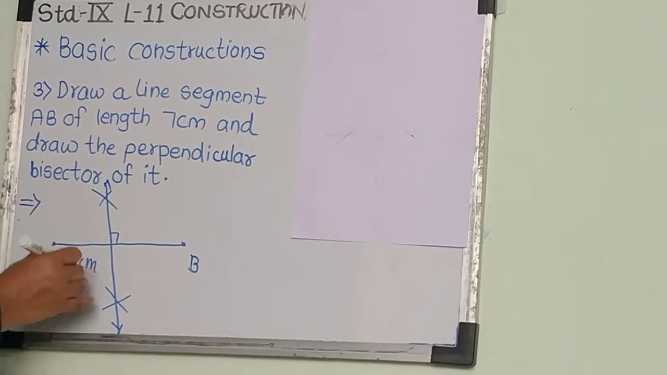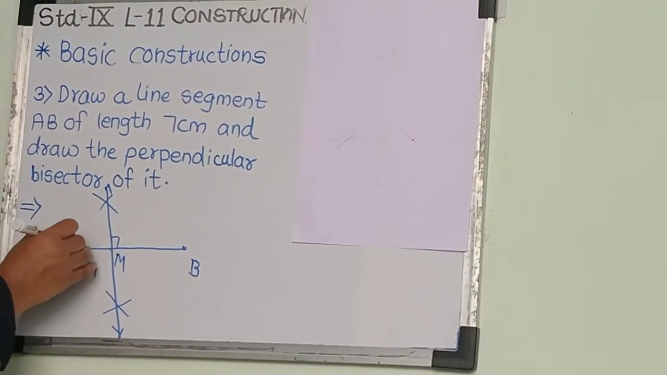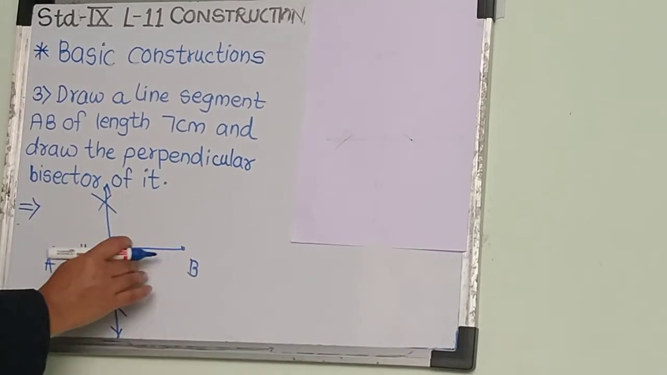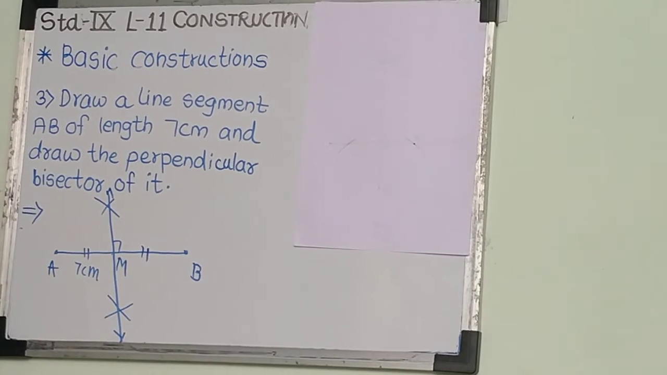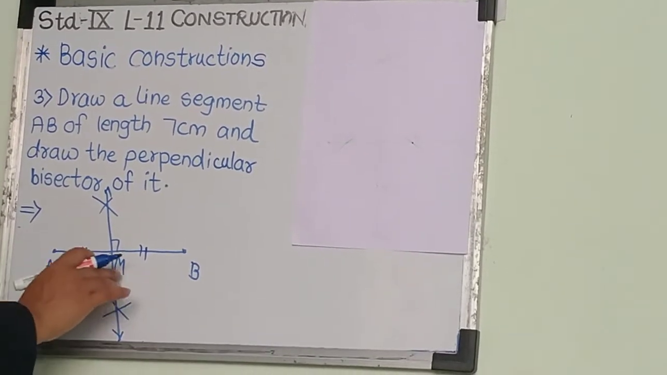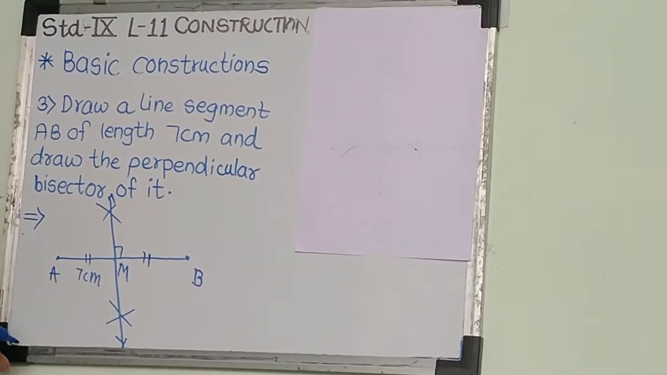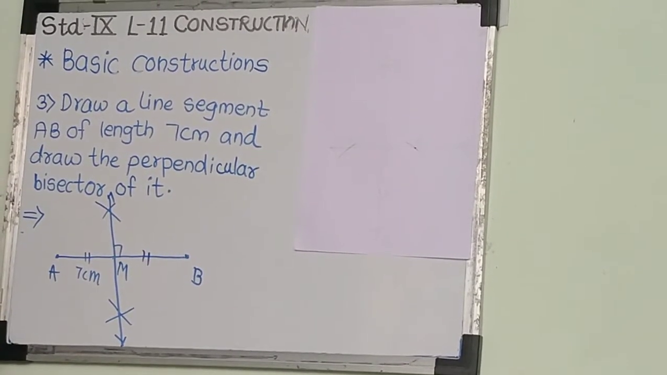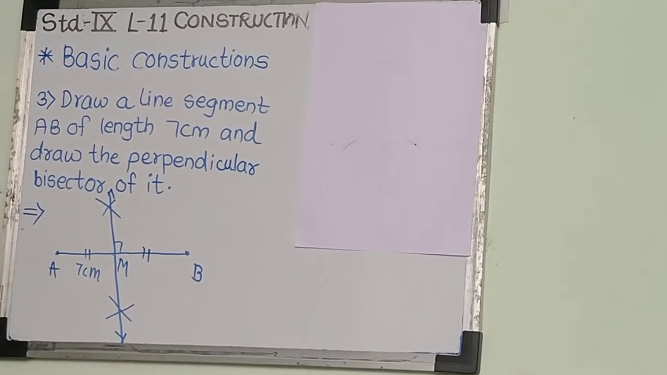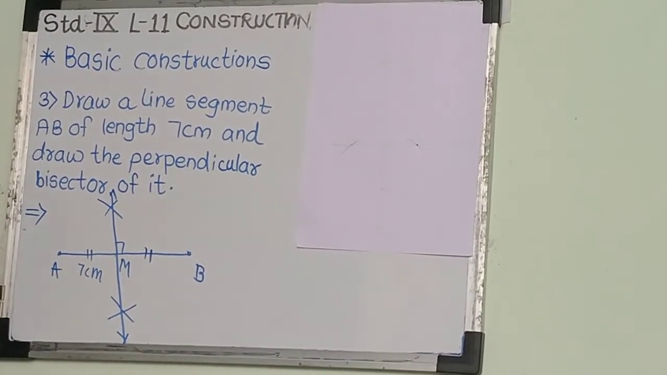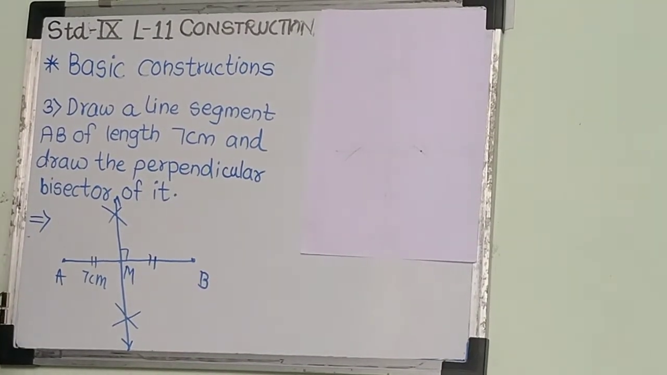and when we draw the perpendicular, it will meet at M, and we get that AB is divided into two equal parts. When we measure by scale, we get AM equals MB. So in this way we are going to draw the perpendicular bisector of a given line segment. Now we start how to draw it.